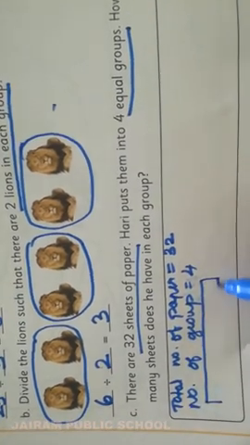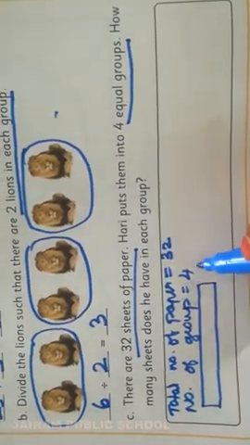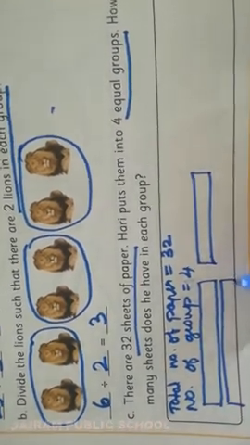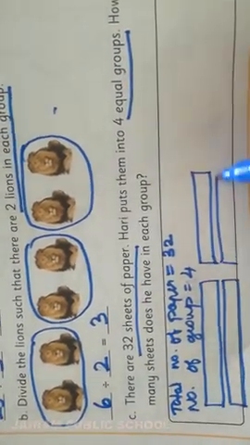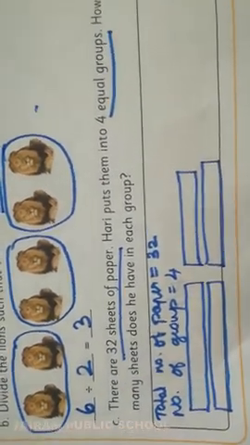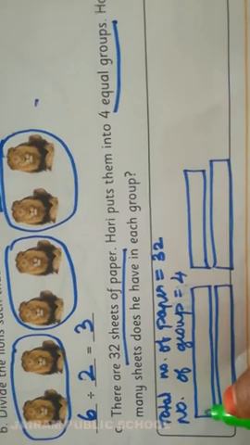First group, second group, third group, fourth group. We are drawing the groups. Now we will start drawing the papers.